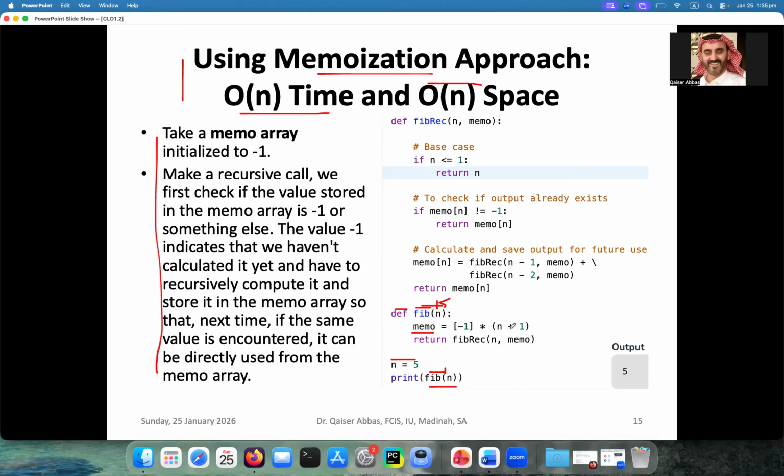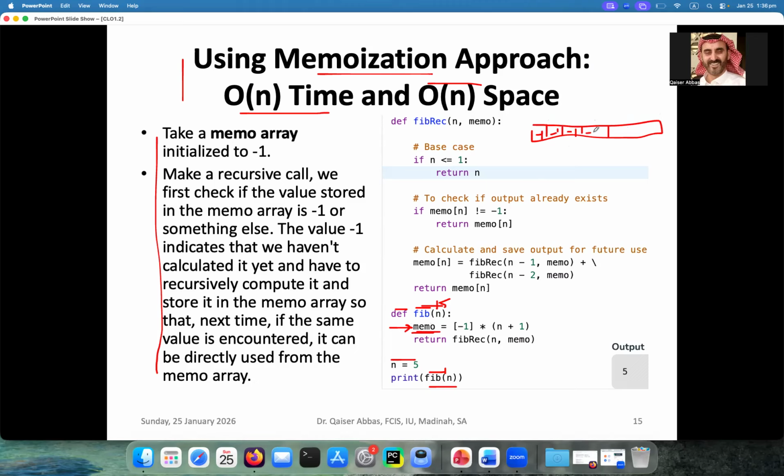So -1 multiplied by 6 means you are initializing this array, all elements, with -1. If there is an array, that array is initialized with what? All elements with initial value -1. Are you understanding what I'm saying? For example, if this is the array, 3, 4, 5, then initially it is initialized with -1, all elements with -1.